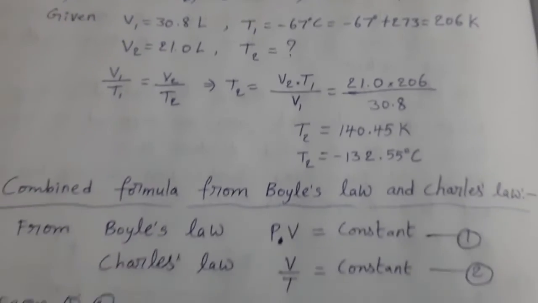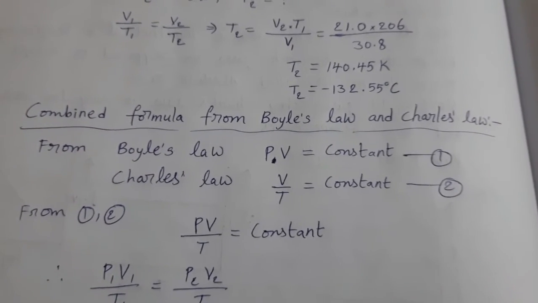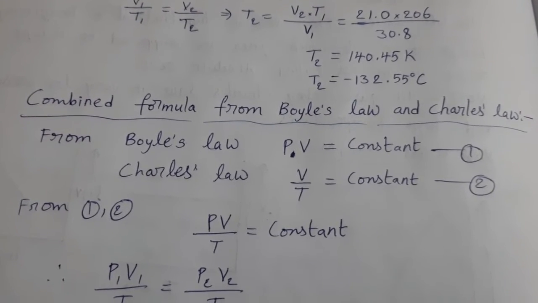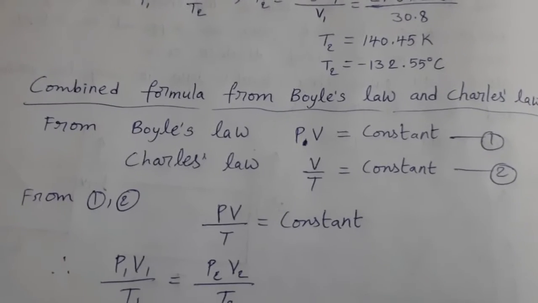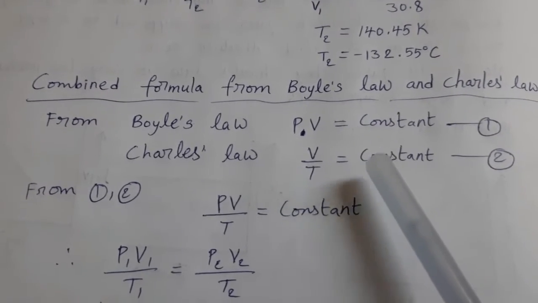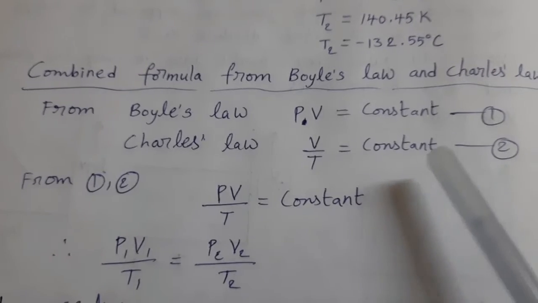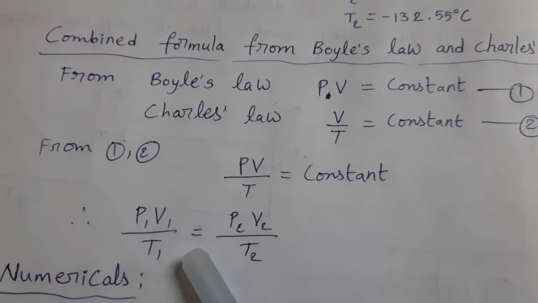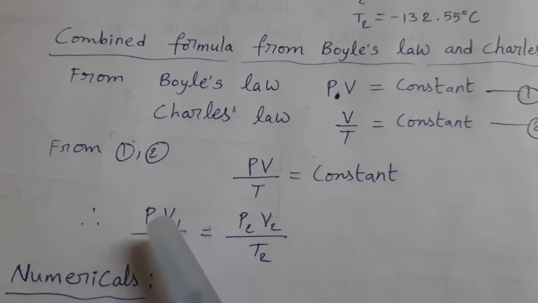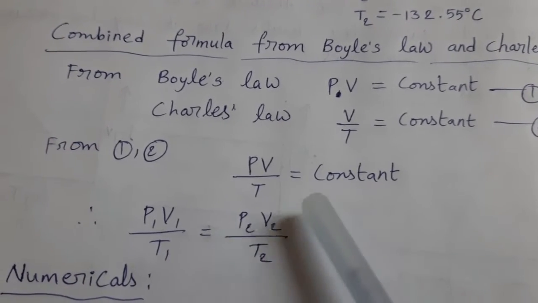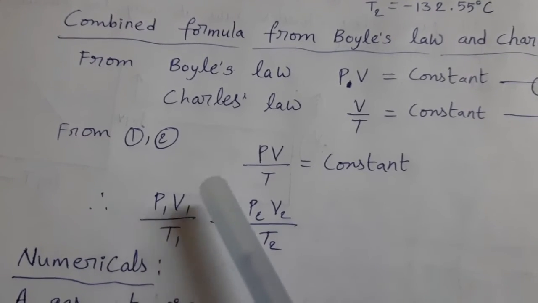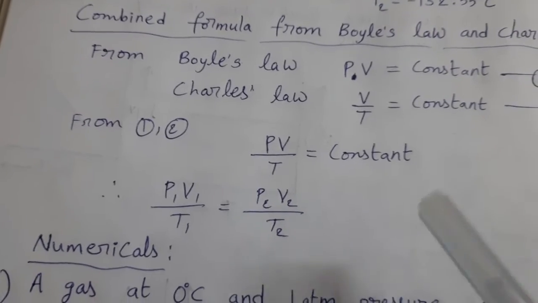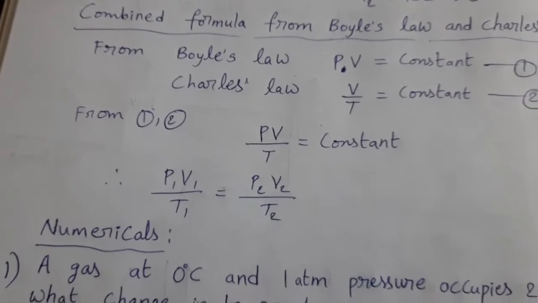Okay. Next, combined formula from Boyle's law and Charles law. By combining these two laws, we can get another formula. Boyle's law, we know that PV equal to constant. Charles law, V by T equal to constant. Combine these two, we can get PV divided by T equal to constant. Therefore, we can write general formula P1 V1 by T1 equal to P2 V2 by T2. Initial pressure, volume, temperature. Final pressure, volume, temperature. So now related to this formula, see the numericals.